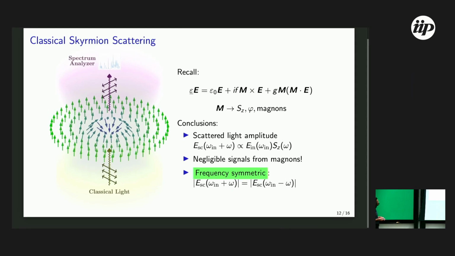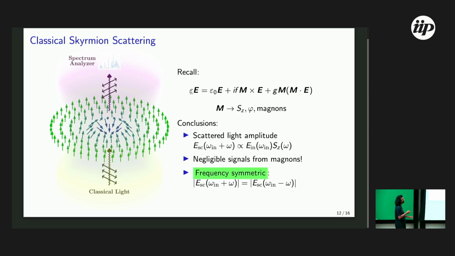Okay, so the first one of the talk. As promised, I said that I'll compare the classical dynamics and the quantum dynamics of skyrmions and see if the optical signals are different or not. So just a simple system, if you look at the figure for the time being, that there's a skyrmion and there is just a classical coherent light coming in.